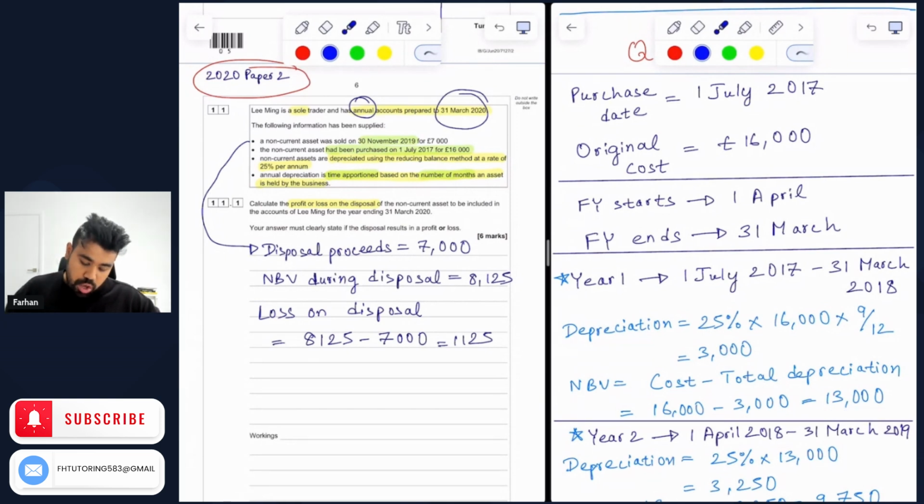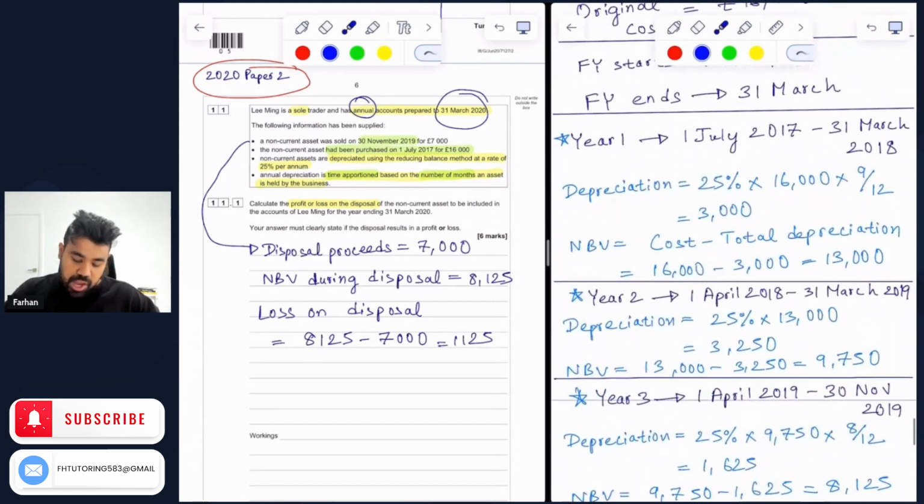Now you want to move on to year 2. Year 2 will start on 1 April 2018 and end on 31 March 2019, which means in year 2, this asset was used for the entire 12 months. So if you want to find the depreciation in year 2, because you're using the reducing balance method, we now apply the given percentage of 25 on the net book value that we had calculated at the end of the previous financial year ending 31 March 2018.